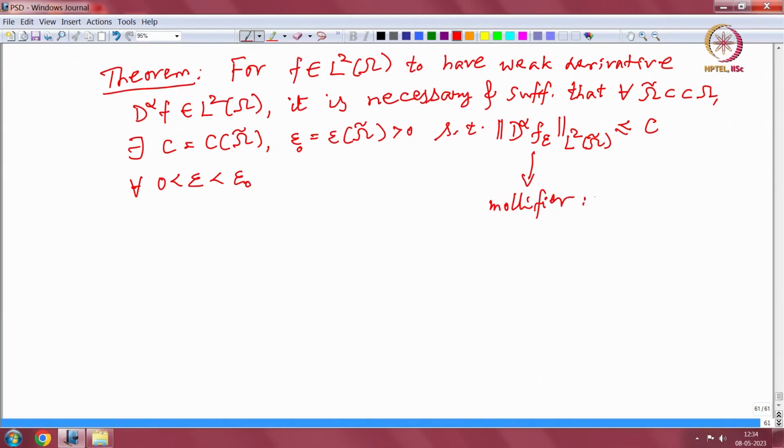Let me again recall that f_epsilon = f * rho_epsilon, that is a convolution. These f_epsilons are all C infinity functions, so this is just the classical derivative, but we require that integrability condition. So with that I will stop here and we will continue the discussion on the Sobolev spaces in the next class. Thank you.